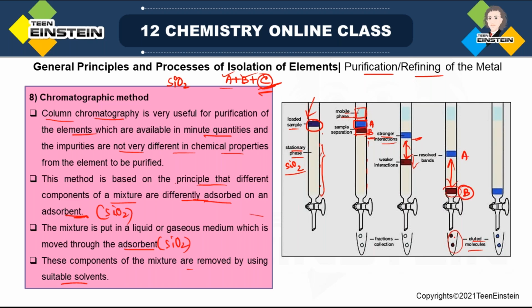So if B is desired and we are obtaining it first, then we don't have to do anything about A because A is not wanted. But suppose A is the desired part and B is the undesired part, then first B is removed and after that we will recover A. So this is the principle based on which we can separate a mixture. Is it clear? Should I repeat it once more?